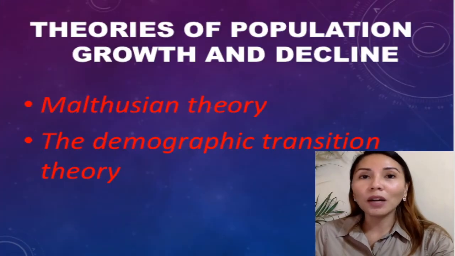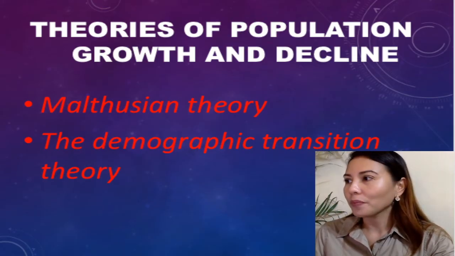Now let's talk about a couple of theories on population growth and decline. First, we have the Malthusian theory and the demographic transition theory.